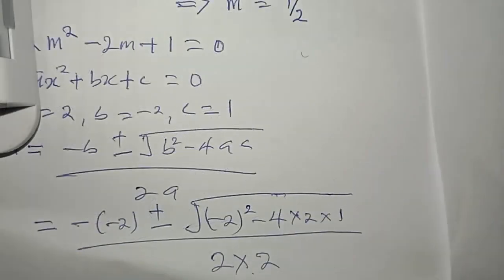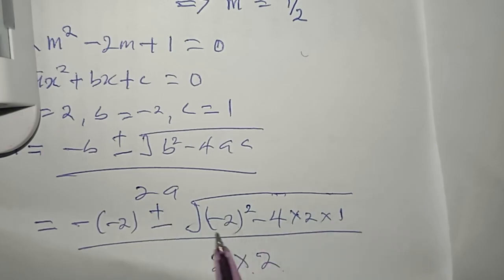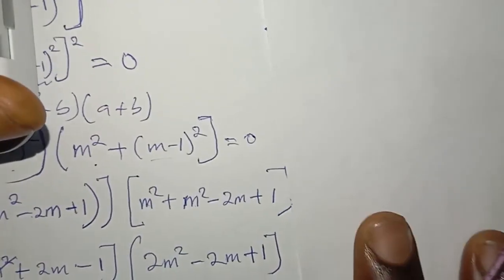And so simplifying this, minus times minus 2 is 2, and then plus or minus this will give us 4 right here. And then minus 4 times 2 is 8, and 8 times 1 is also 8. So 2 times 2 will also give 4. So what I'm going to be having here is 2 plus or minus the square root of 4 minus 8, all divided by 4. Okay, so I'm going to continue from here.